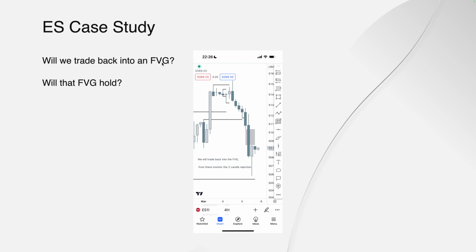That is how we can use candle signs to our advantage, because we can understand when we want to trade back into a fair value gap. Will that fair value gap hold? That's also what we can understand based on candle signs. So that fair value gap right there, eventually I got to the understanding that it will not hold. And how did I get to that understanding? And how did we overall lead up to this situation right here? Exactly what we're going to go over right now.